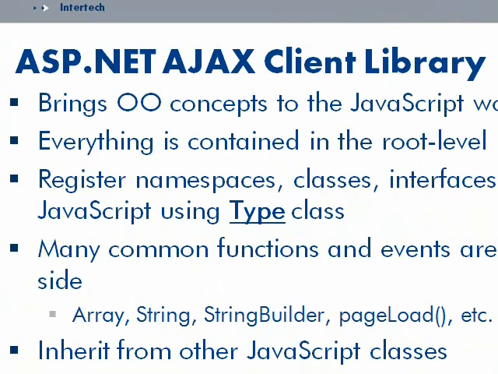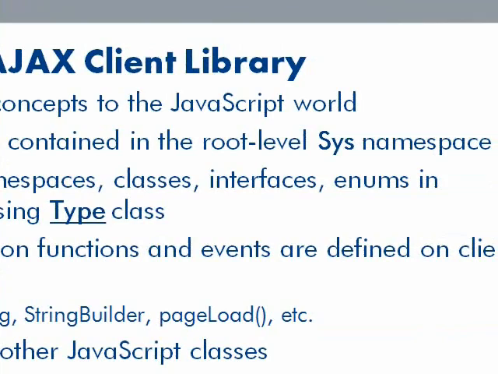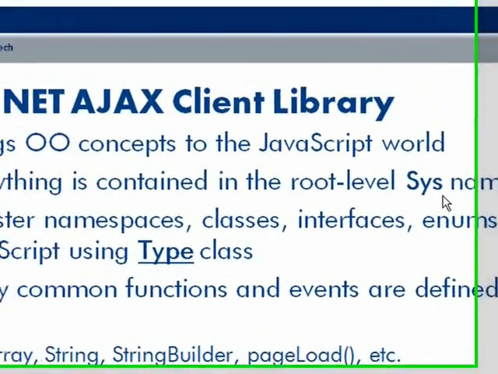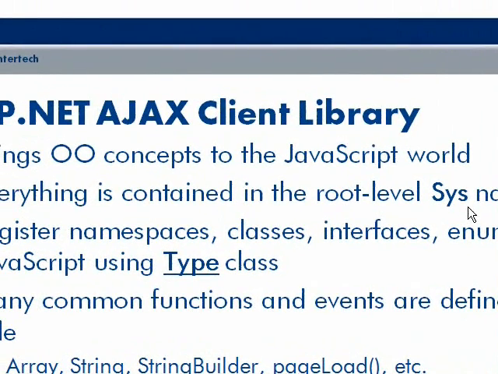Now the Ajax client library is interesting because it really does bring all the object-oriented concepts to the JavaScript world. Microsoft has written a client-side library that gives us the ability to define classes, namespaces. Maybe you need to register a class with a namespace. You can do that. Everything's contained in this root level Sys namespace. They use Sys because it distinguishes it from the System namespace which we have in the normal .NET framework. Keep in mind JavaScript is something that we're using on the client side here for Ajax programming.